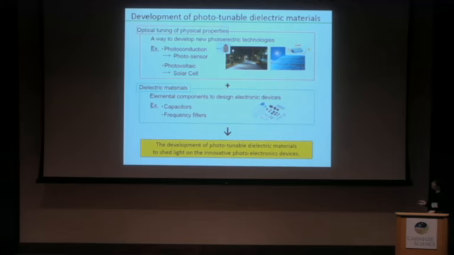First of all, optical tuning of physical properties has opened the way to develop new photoelectronic technologies. For example, photoconduction is applied to photosensors, and photovoltaics are applied to solar cells. In contrast, dielectric materials are elemental components to design electronic devices. So by combining them, we would be able to develop photo-tunable dielectric materials, and it will probably shed light on innovative photoelectronic devices.